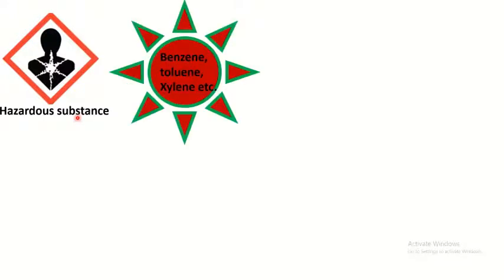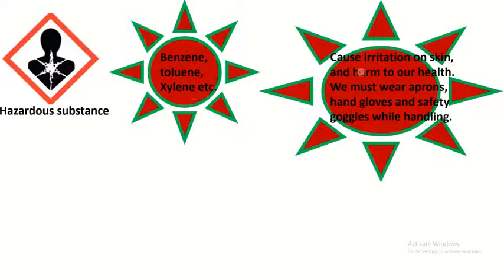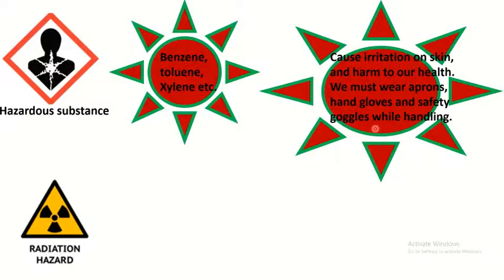Now, hazardous substance. This type of sign is kept on the container of hazardous substance. Which are hazardous? Benzene, toluene, xylene, etc. And they cause irritation on skin and harm to our health. We must wear aprons, hand gloves, and safety goggles while handling them.